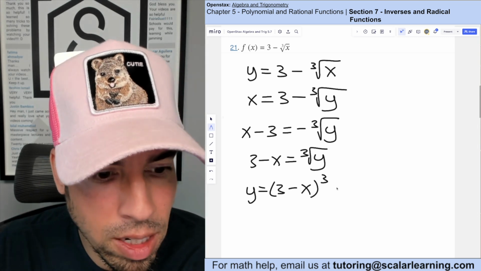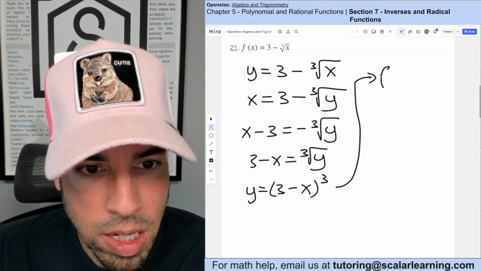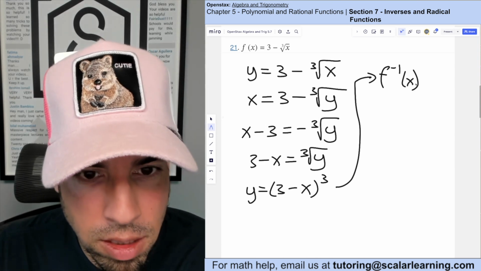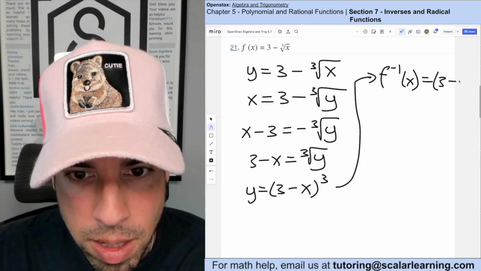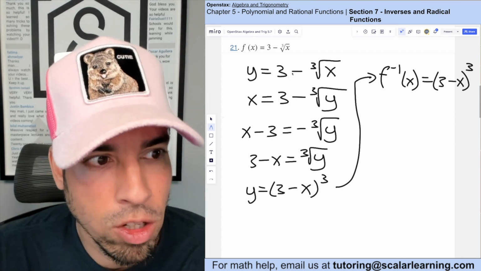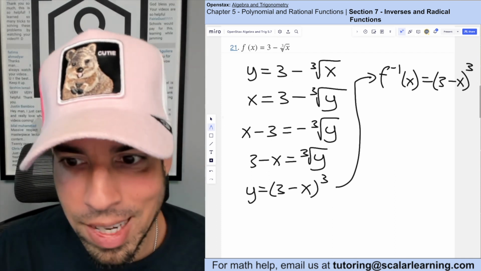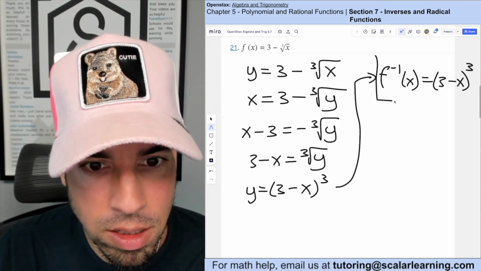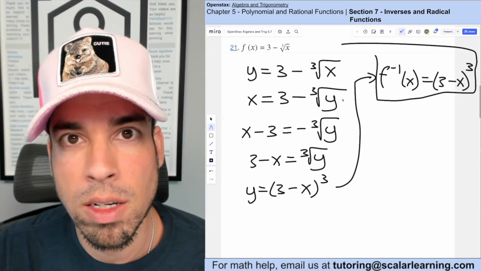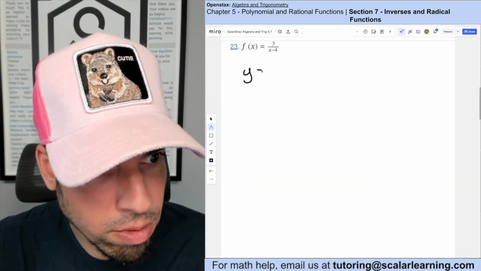And to put this in that nice function notation, it's going to be f inverse of x equals 3 minus x cubed. And there's no domain restriction here with this nice cubic function, so this is the inverse. Boom, done.